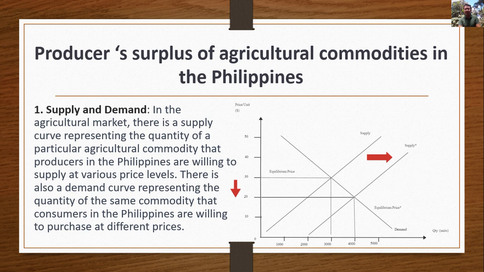The supply and demand. So in the agricultural market, there is a supply curve representing the quantity of a particular agricultural commodity that our producers in the Philippines are willing to supply at various price levels. There is also a demand curve representing the quantity of the same commodity that our consumers in the Philippines are willing to purchase at different prices.